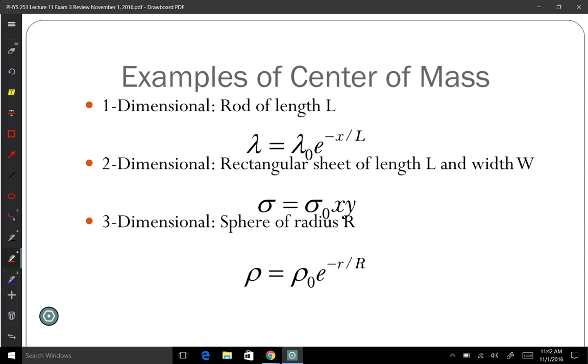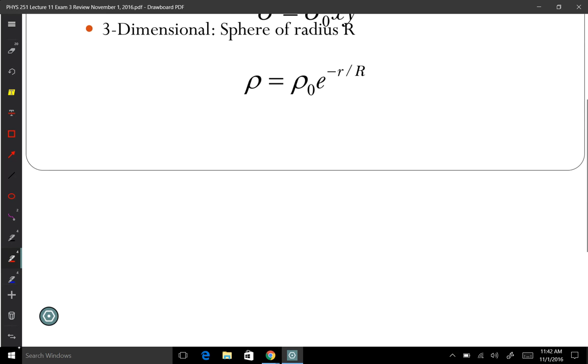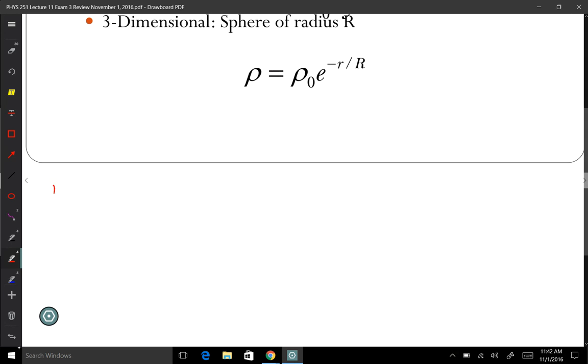So examples of center of mass problems. I have 3 examples here: a 1-dimensional rod, a 2-dimensional rectangular sheet, or a 3-dimensional sphere. And we can actually do these pretty quickly. They're not long and drawn out problems. So let's just do number 1, the rod.